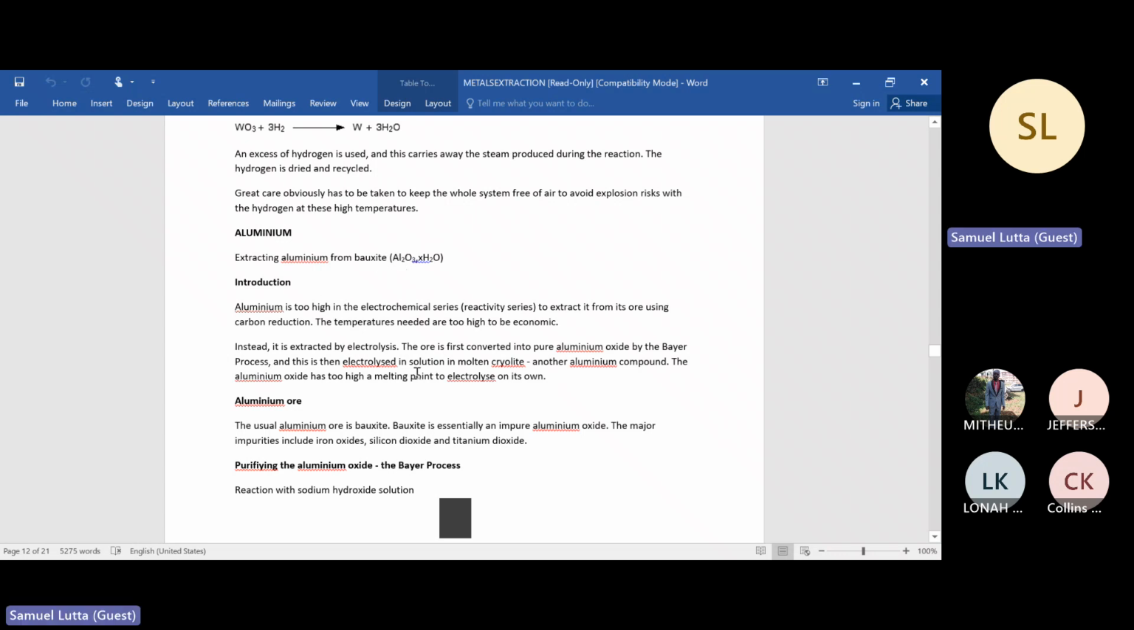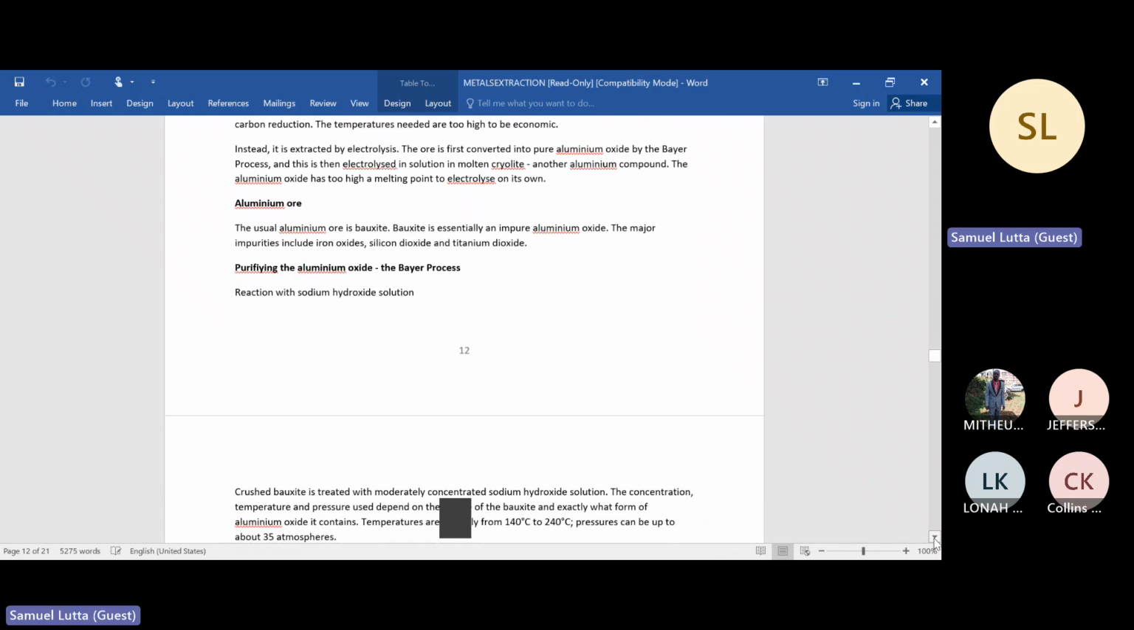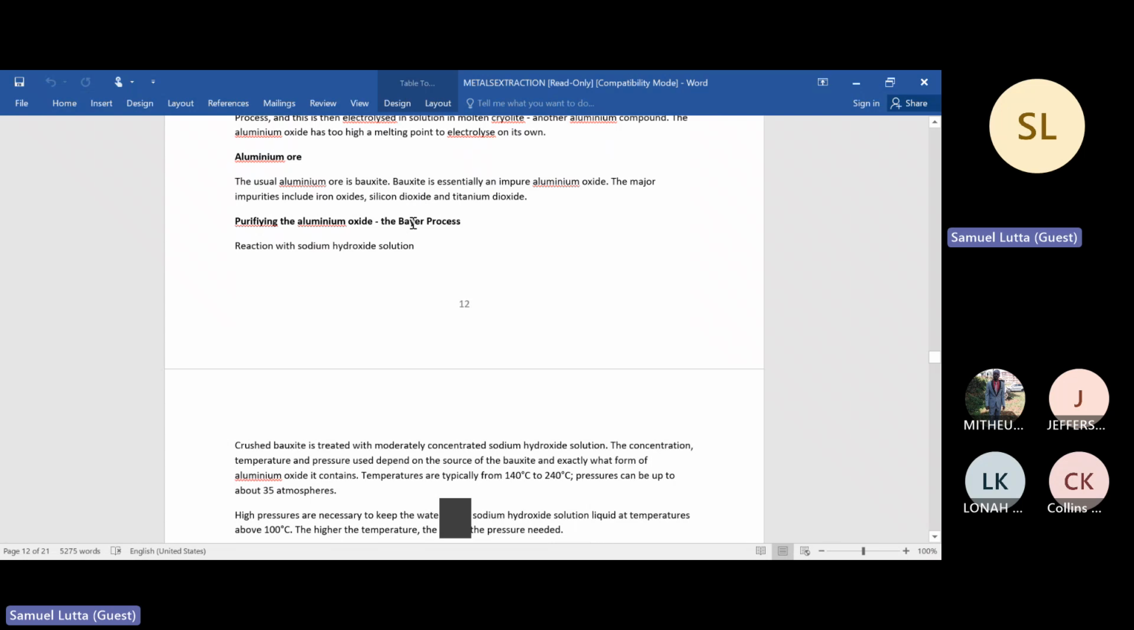In short, you cannot reduce this, it's very reactive. So what you need to do is carry out electrolysis, but before you do, you have to convert it into a compound which can be easily electrolyzed. The ore we use is called bauxite, Al2O3. This bauxite contains impurities, so you need to purify it. To purify it, we use what we call the Bayer process.